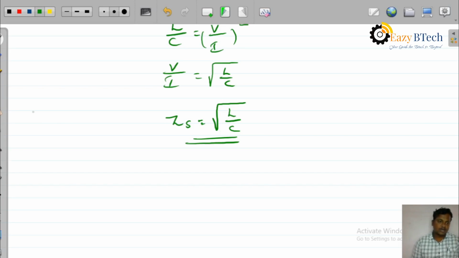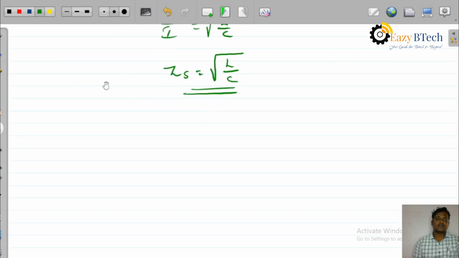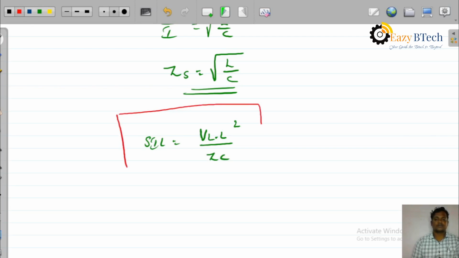Now how can we evaluate the surge impedance loading? The surge impedance loading does not give information about how much capability the line has. We can calculate the surge impedance loading as line to line voltage square divided by ZC. This is the formula for surge impedance loading.